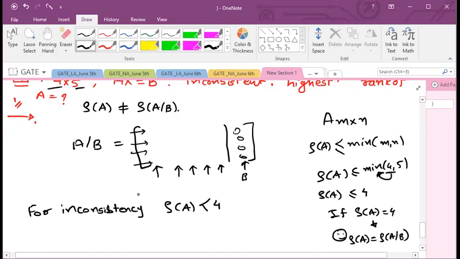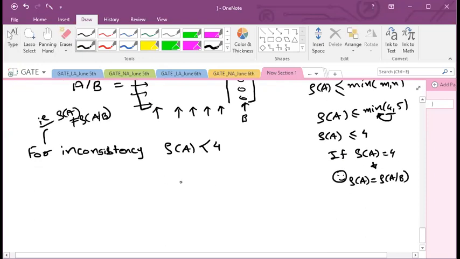Okay. So for inconsistency, your rank of A should not be equal to rank of A augmented B. So your rank of A should be less than 4, and if rank of A is less than 4, then what are the possible values of rank of A? 0, 1, 2, 3. So your rank of A can be 0, 1, 2, 3. And they are asking the maximum value of rank of A. So the maximum value of rank of A is 3. Is it clear now? Okay. So the maximum value of rank of A is 3 in this case.